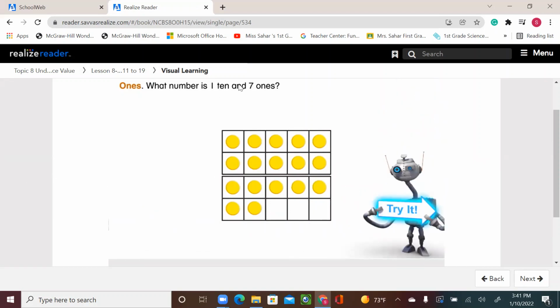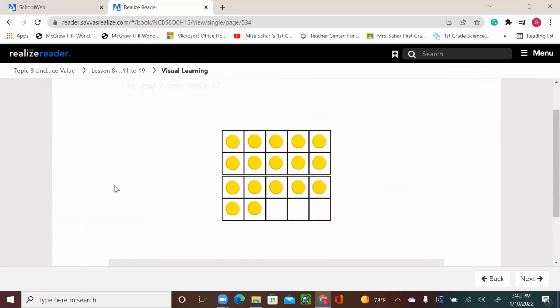All right, so as we say, when I have the first 10 frame filled with the counters, I don't need to count because I know it's filled with 10 counters because there are 10 boxes in the 10 frame. So that means I have a full 10. And then the second 10 frame, I have 7 filled boxes. How do I know? I know that the first row means 5, and 6, 7. So I have 1 ten and 7 ones. So 10 and 7. Very good. 17. 1 ten and 7 ones make 17.